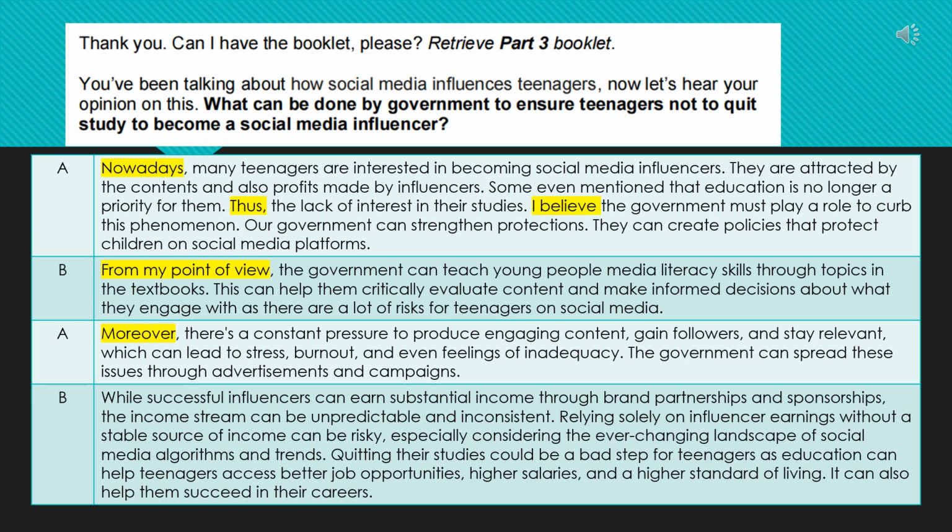Our government can strengthen protections. They can create policies that protect children on social media platforms. From my point of view, the government can teach young people media literacy skills through topics in the textbooks. This can help them critically evaluate content and make informed decisions about what they engage with, as there are a lot of risks for teenagers on social media.